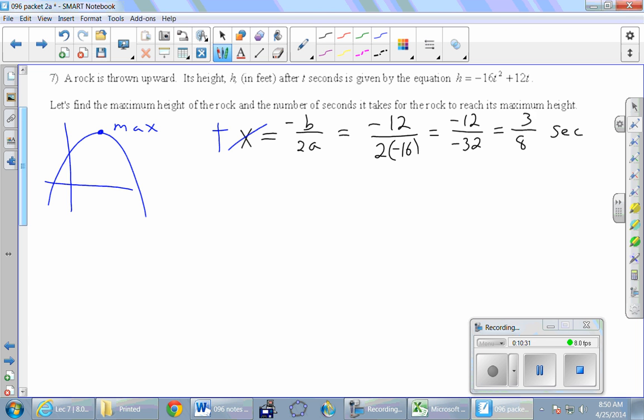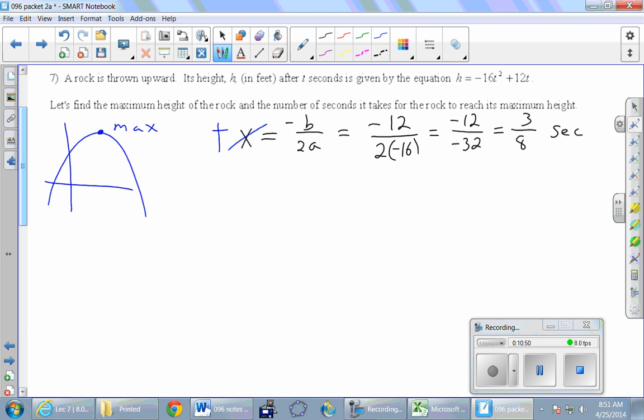What happens after 3/8 of a second? It's going to start coming back down. That's the moment in time when this rock is at its highest point. It's the vertex that we're finding. So we found how long it takes to get to the top. What do we still need to find? How high it is when it's at the top.